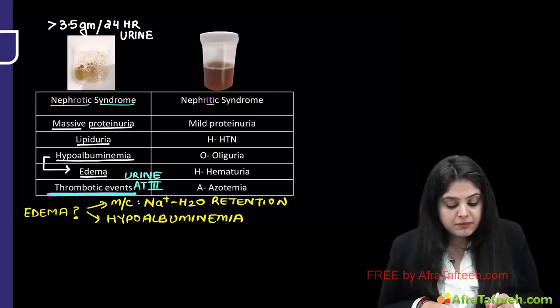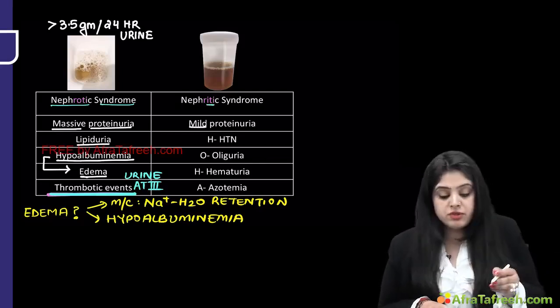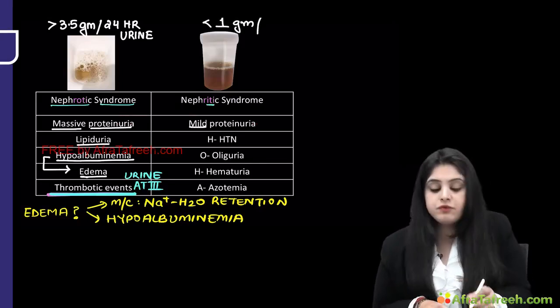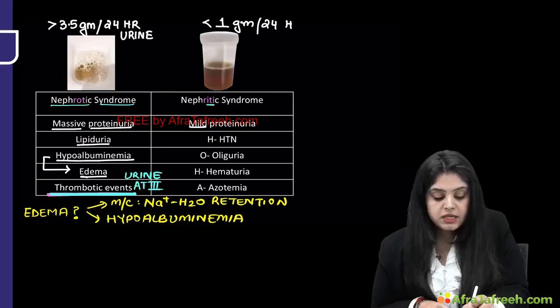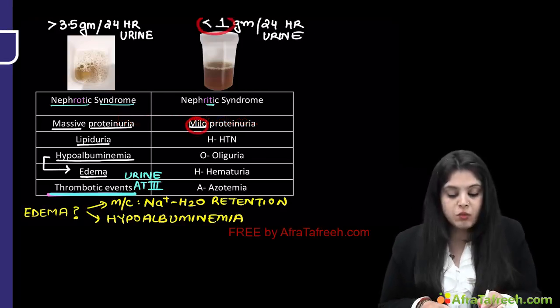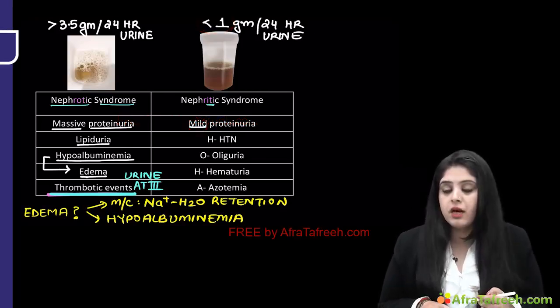Now let's come to everything mild. Means what kind of proteinuria am I talking about? Mild proteinuria. And what do I mean by mild? Less than 1 gram in how much of urine? Again, I will have to take the 24-hour urine output. So now you know the definition of mild also. Mild means less than 1 gram of protein in a day that's coming out.